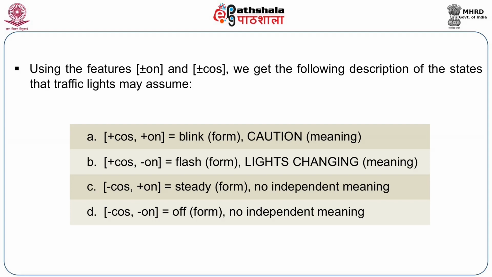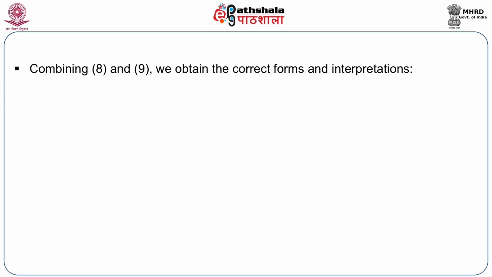Minus change of state plus on gives you the steady, and it has no independent meaning. Its meaning is the meaning indicated by plus G minus R. Minus change of state minus on means just off, right? That's the form. There are no lights at all, and it has no independent meaning. So if you combine the meanings of the two feature geometries, you get the traffic light system.